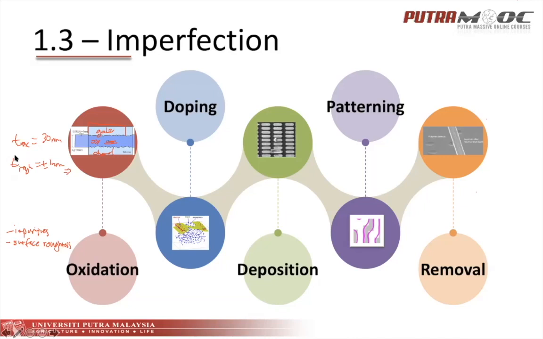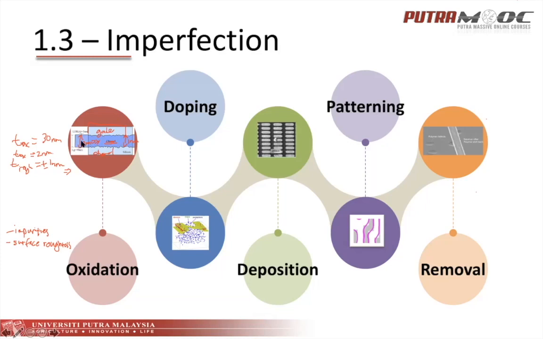But when we scale down the transistors, we also scale down the T_ox. So when we scale down the T_ox to 2 nanometer, for example, and the surface roughness is plus minus 1 nanometer, this could vary the transistor parameters greatly. Some parts have only 1 nanometer, and some parts have, for example, 2 nanometer, right?